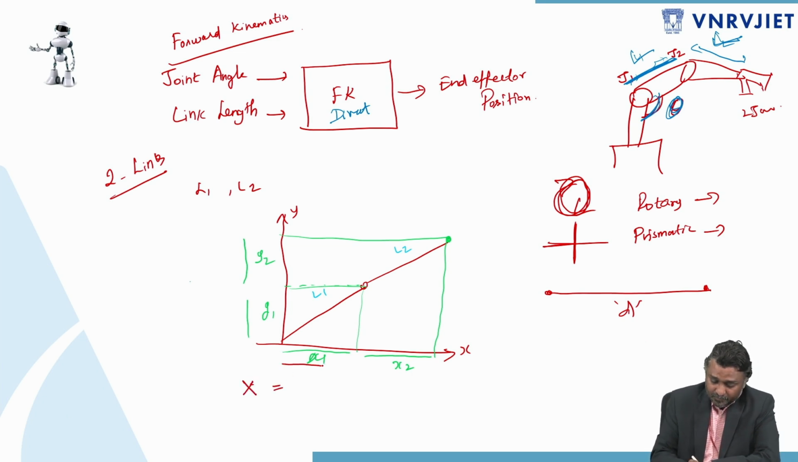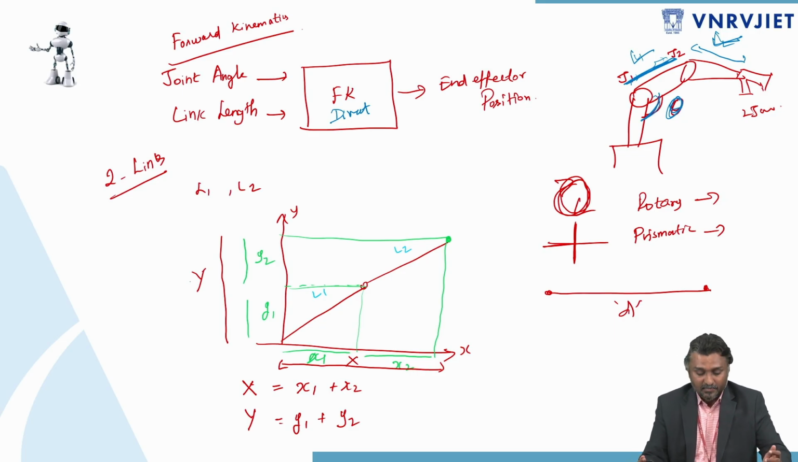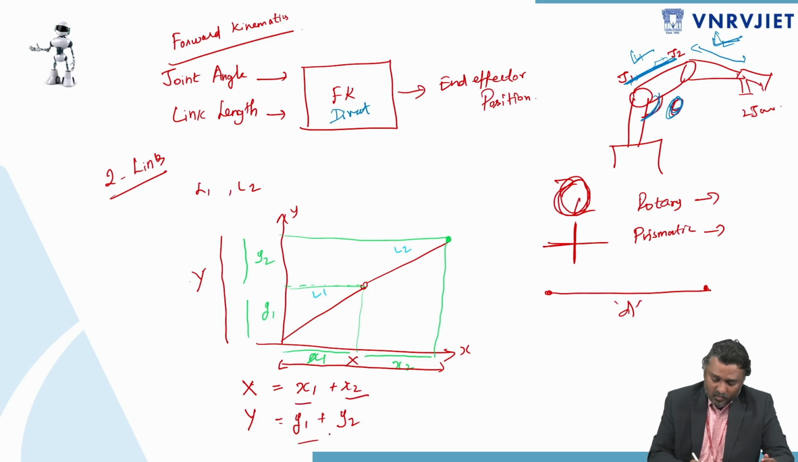What is the total x distance? This is the entire robotic model's x distance that I have to identify. So the total x distance is equal to x1 plus x2, where x1 is the link 1 x distance and x2 is the link 2 x distance. And the total y distance for the entire robotic system is y1 plus y2, where y1 is the link 1 y distance and y2 is the link 2 y distance. So now I have identified x1, x2, y1, y2 for both links, and based on these, I identify the total robotic system's x distance and y distance.